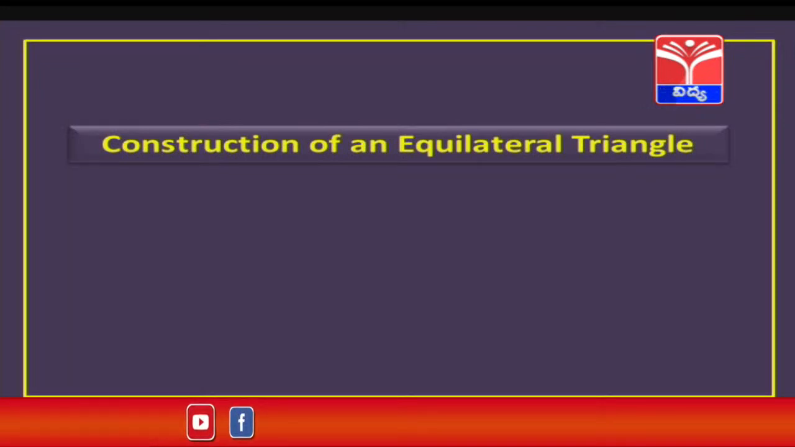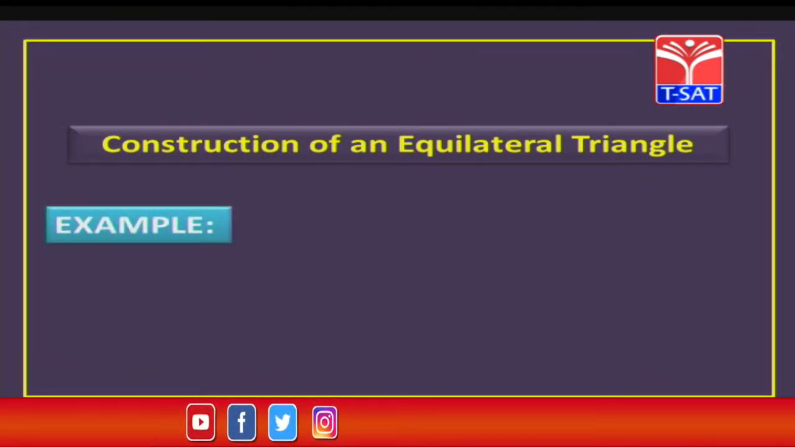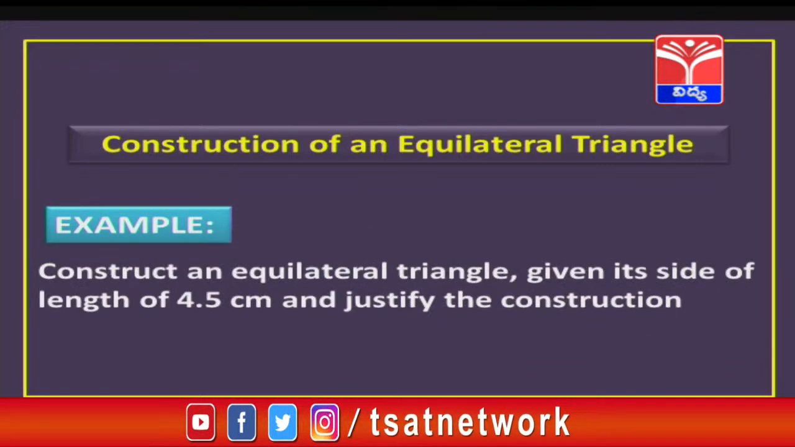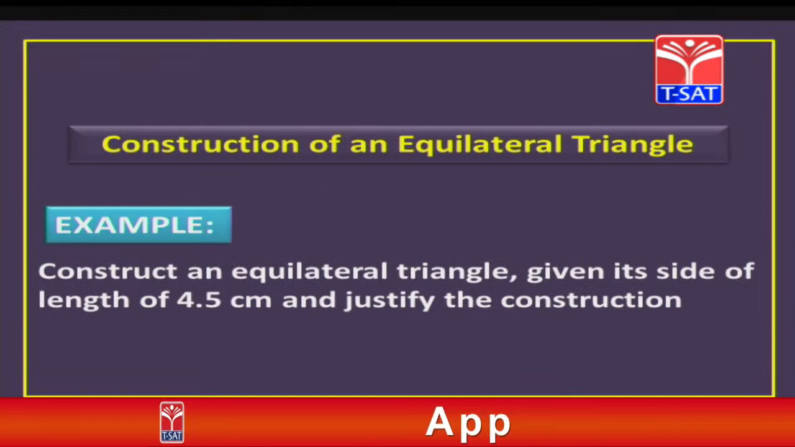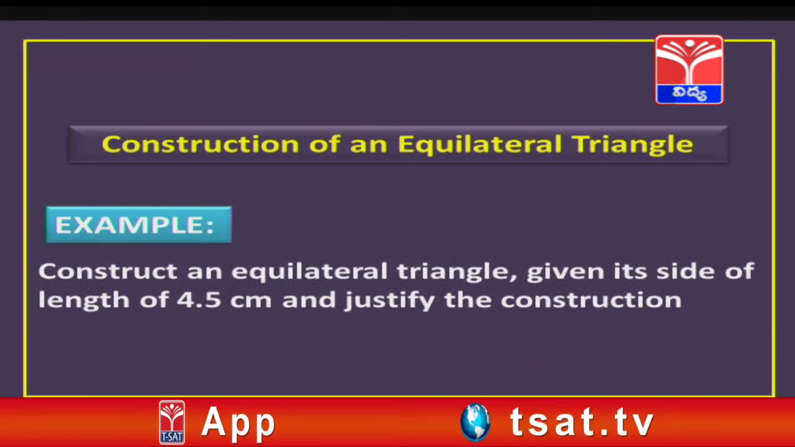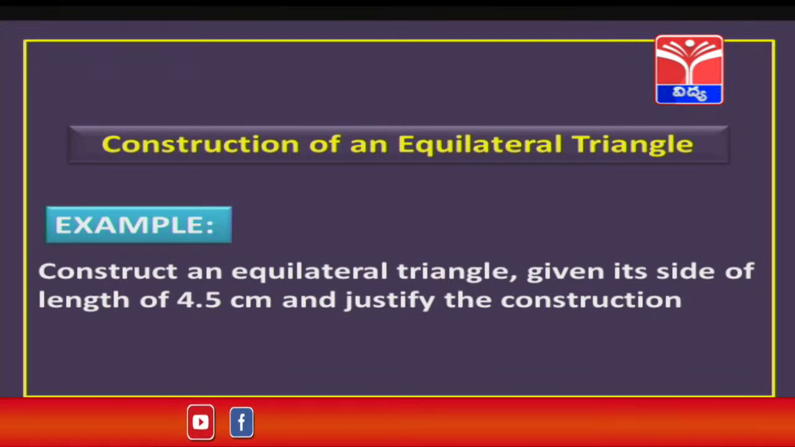So, children, we have already seen an equilateral triangle is nothing but all the sides are equal in it. So, let us take the example. Construct an equilateral triangle given its side of length 4.5 centimeters, and also we have to justify the construction. So, let us start with the construction, children.